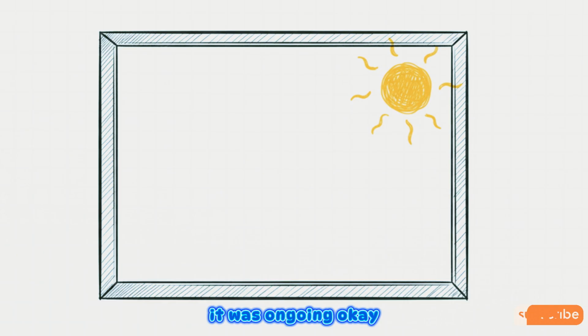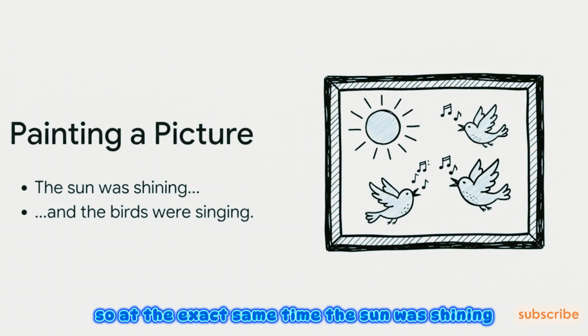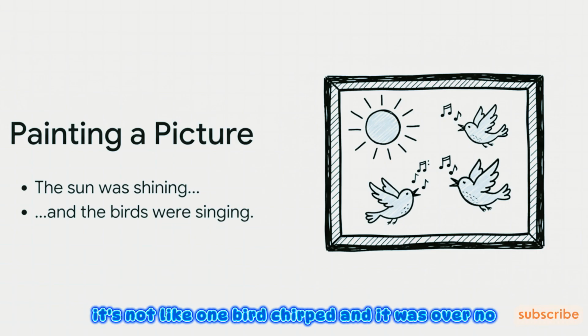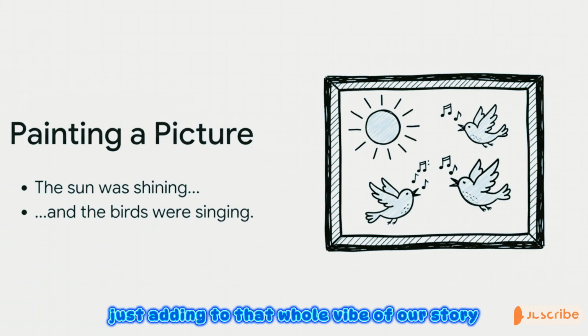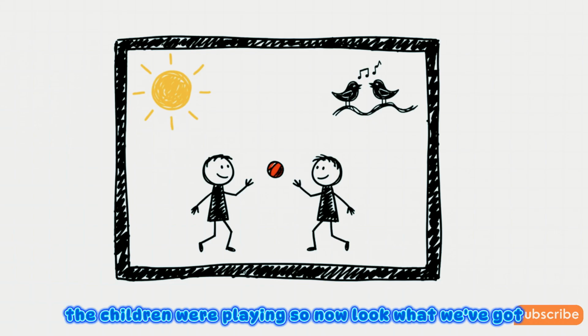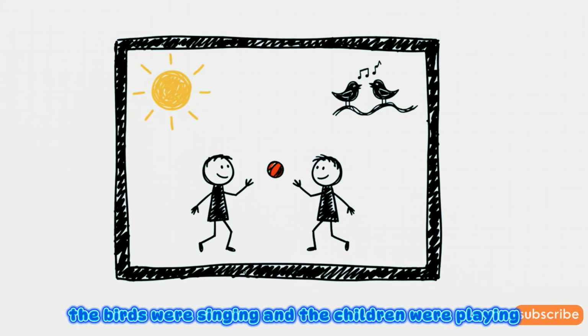It was ongoing. Okay, let's add another layer to our scene. So at the exact same time the sun was shining, the birds were singing. Again, it's not like one bird chirped and it was over. No, this was a continuous sound just adding to that whole vibe of our story. And to finish it off, let's add one more thing. The children were playing. So now look what we've got. We have three things all happening at the same time. The sun was shining, the birds were singing, and the children were playing.